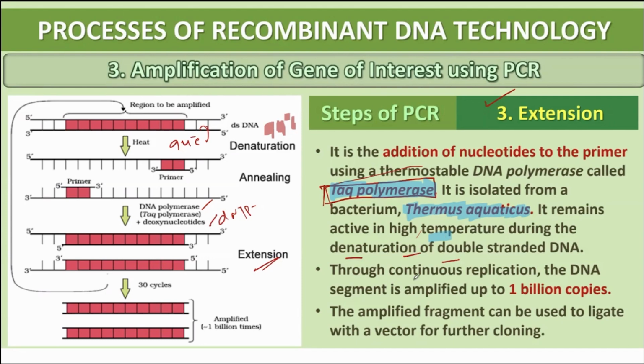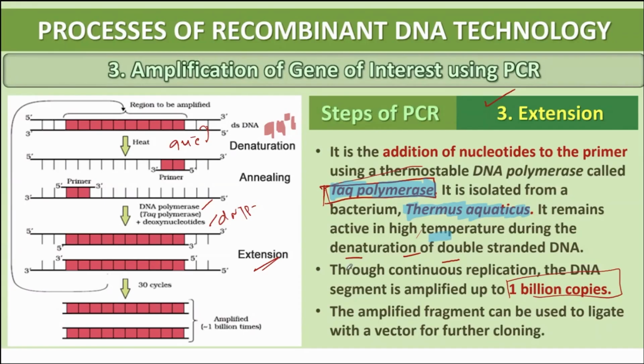Now, through continuous replication, the DNA segment is amplified up to 1 billion copies. You should remember this as well, that this cell-free method of amplification of the DNA of the gene of interest is very, very important, and it has pioneered a lot of research in genetic engineering.